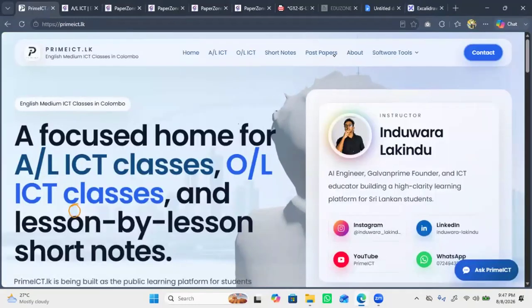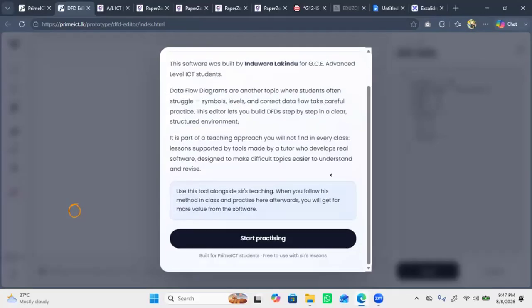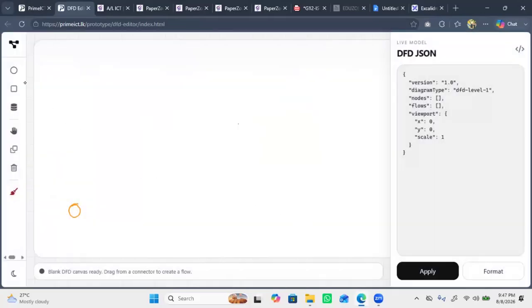I have this on my website primeict.lk. You can come here and click this software tools icon. Here I have the DFD tool. I can use this one to draw the level 1 DFD diagrams. You can use it if you have a computer. I am using this one.